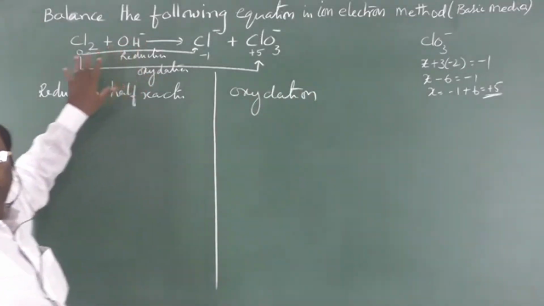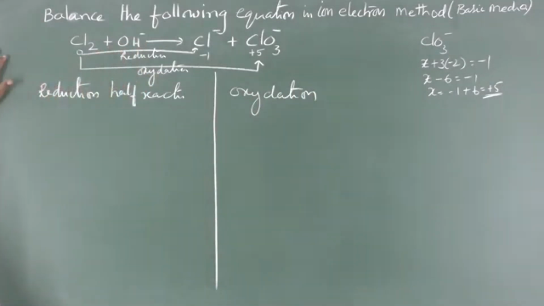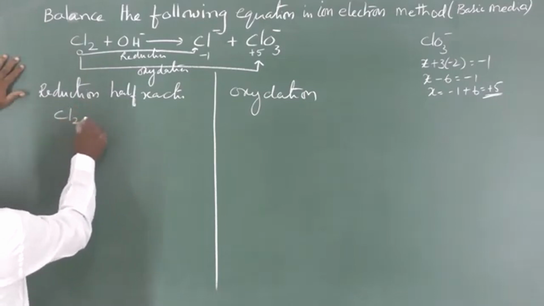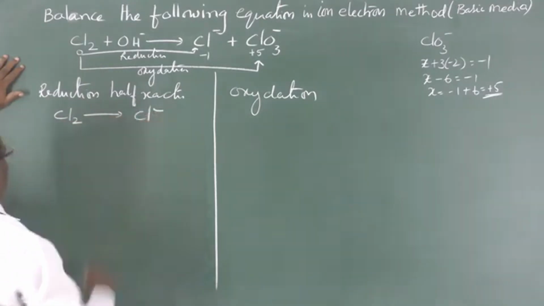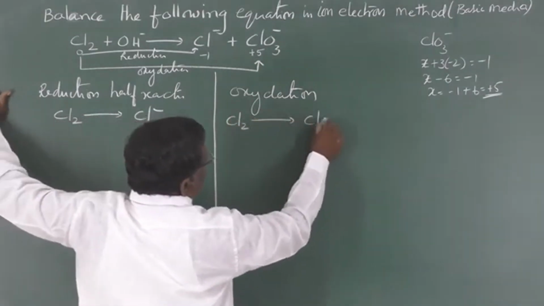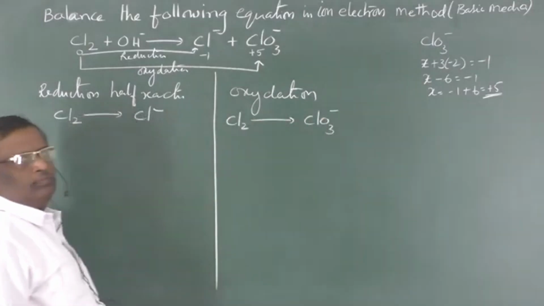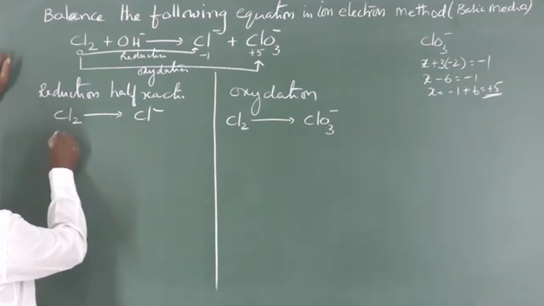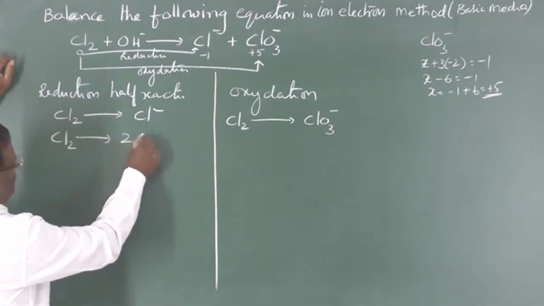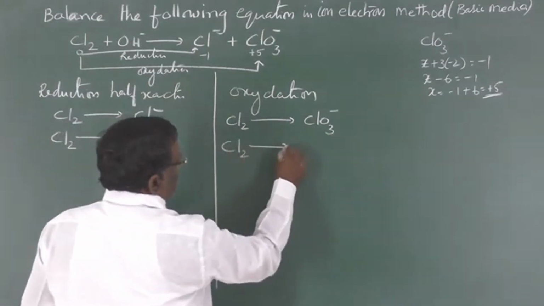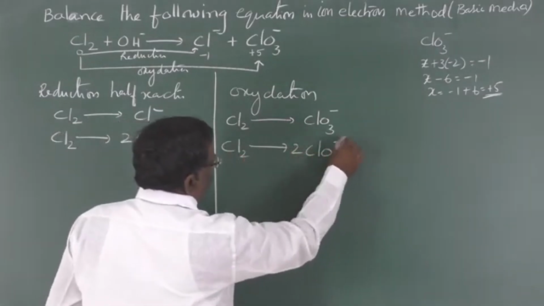Now we have to split the equation into two half reactions, namely the reduction half reaction and the oxidation half reaction. In the reduction half reaction, Cl2 is reduced to Cl minus, whereas in oxidation, Cl2 is oxidized to ClO3 minus. Same process: first we have to balance elements other than oxygen and hydrogen. Here 2 chlorines are there, this is only 1 chlorine, so Cl2 gives 2Cl minus. Here 2 chlorines and 1 chlorine, so Cl2 gives 2ClO3 minus.